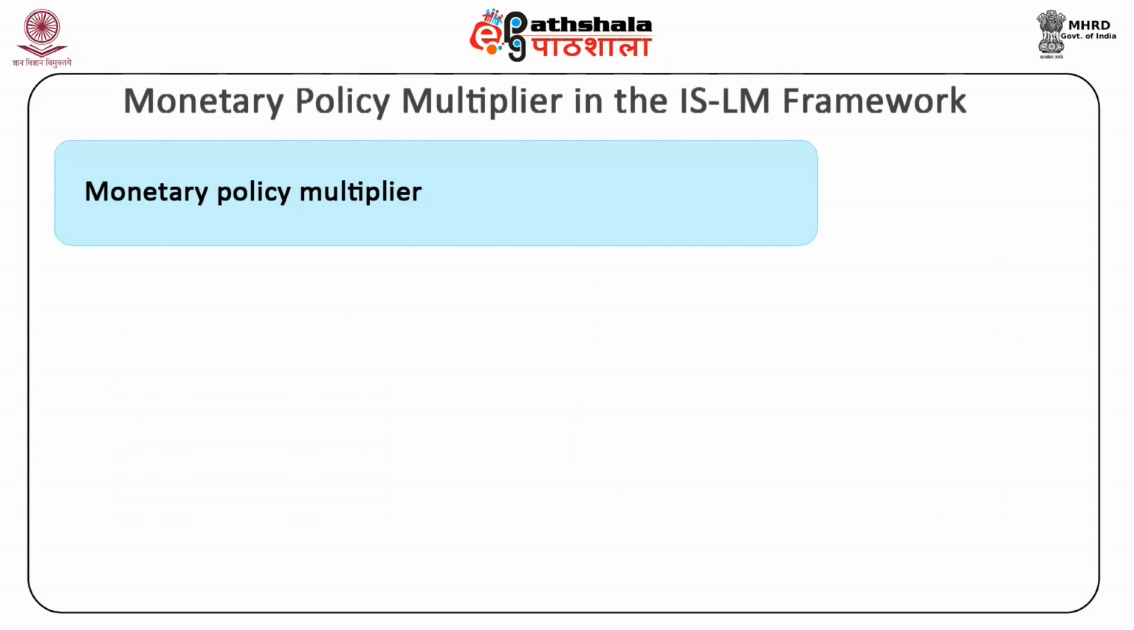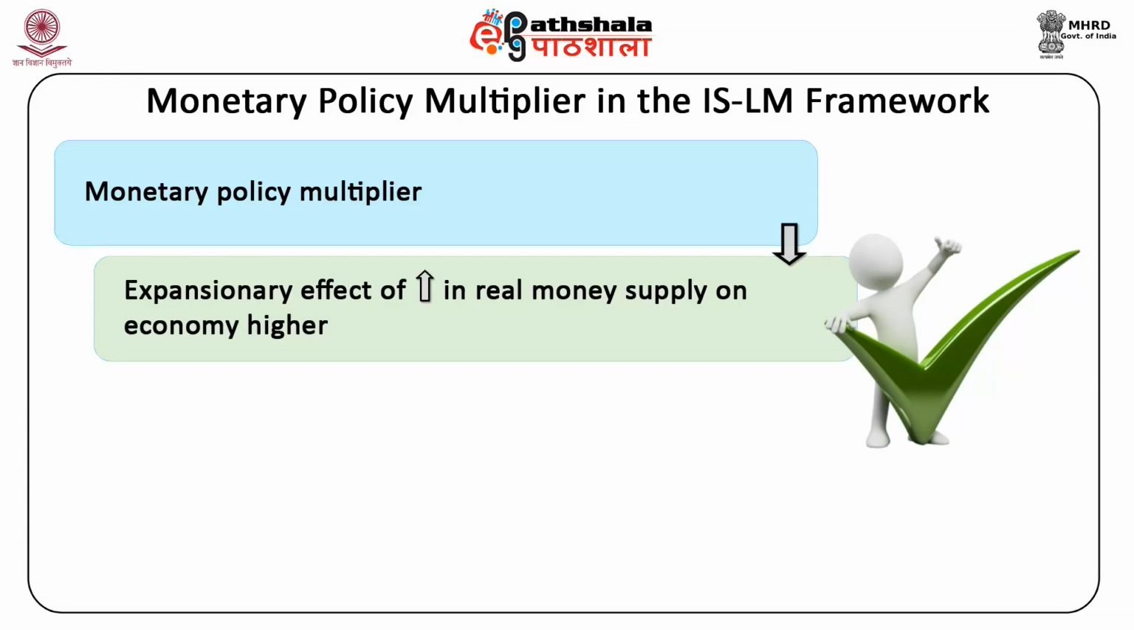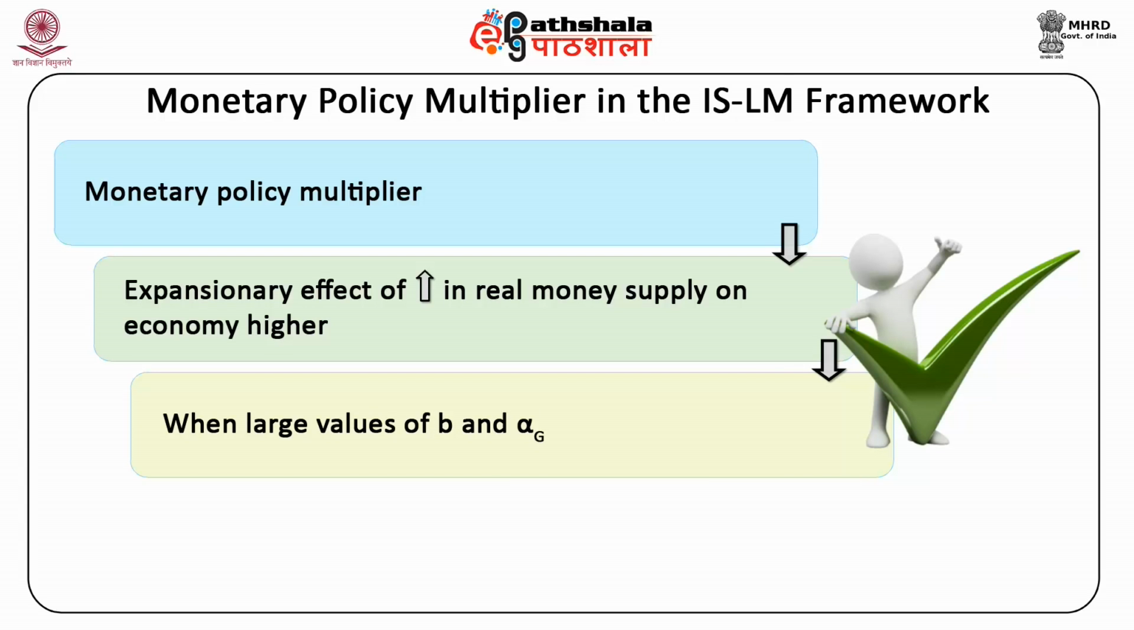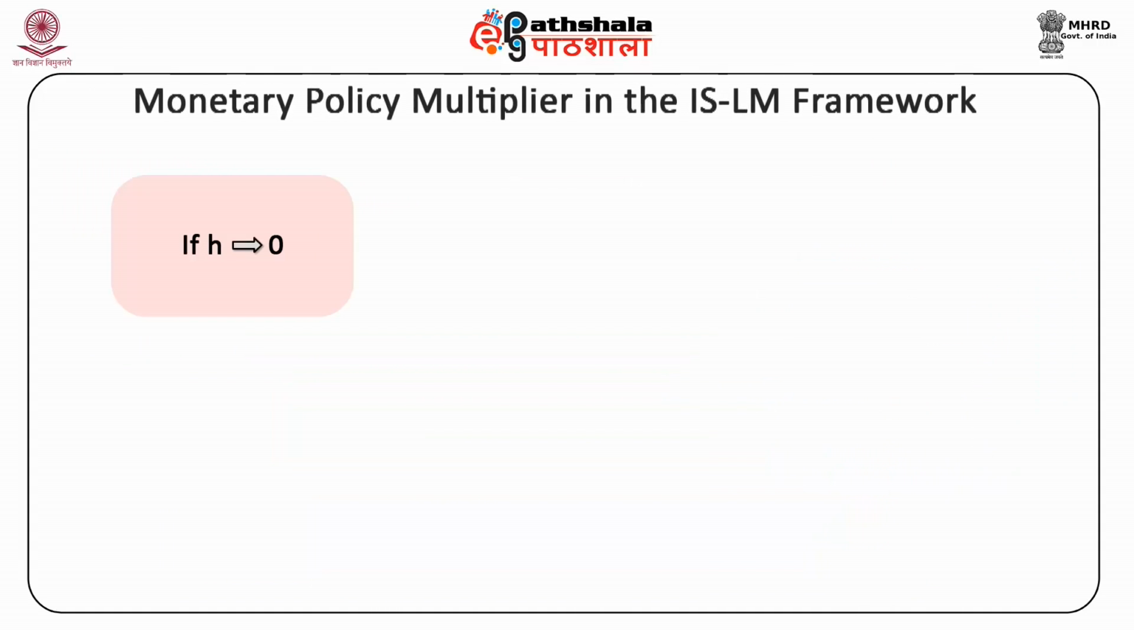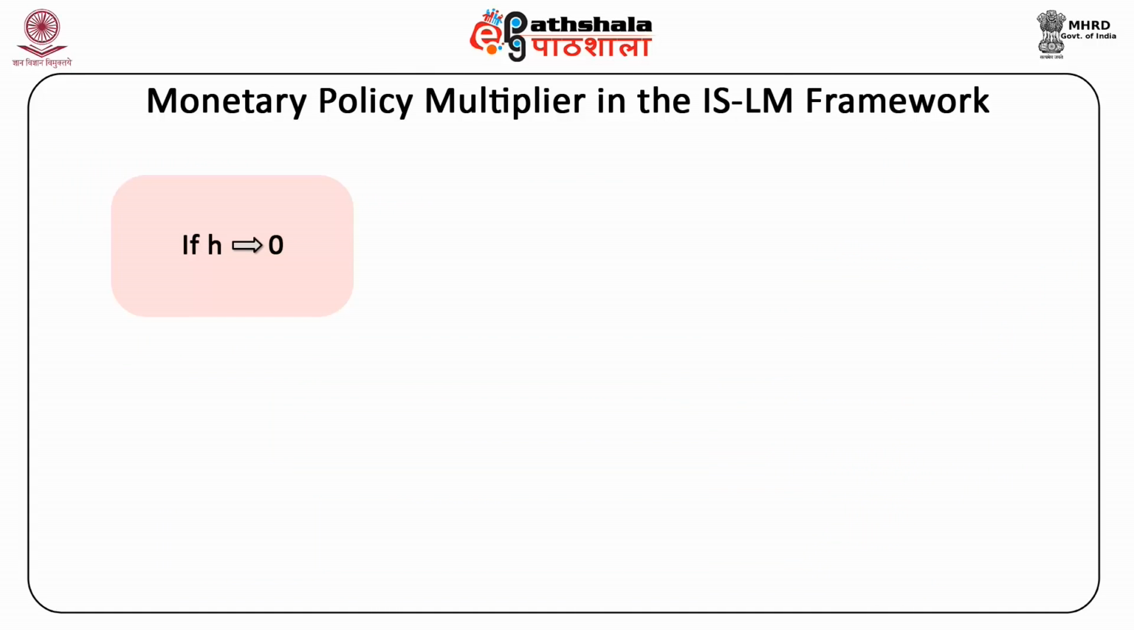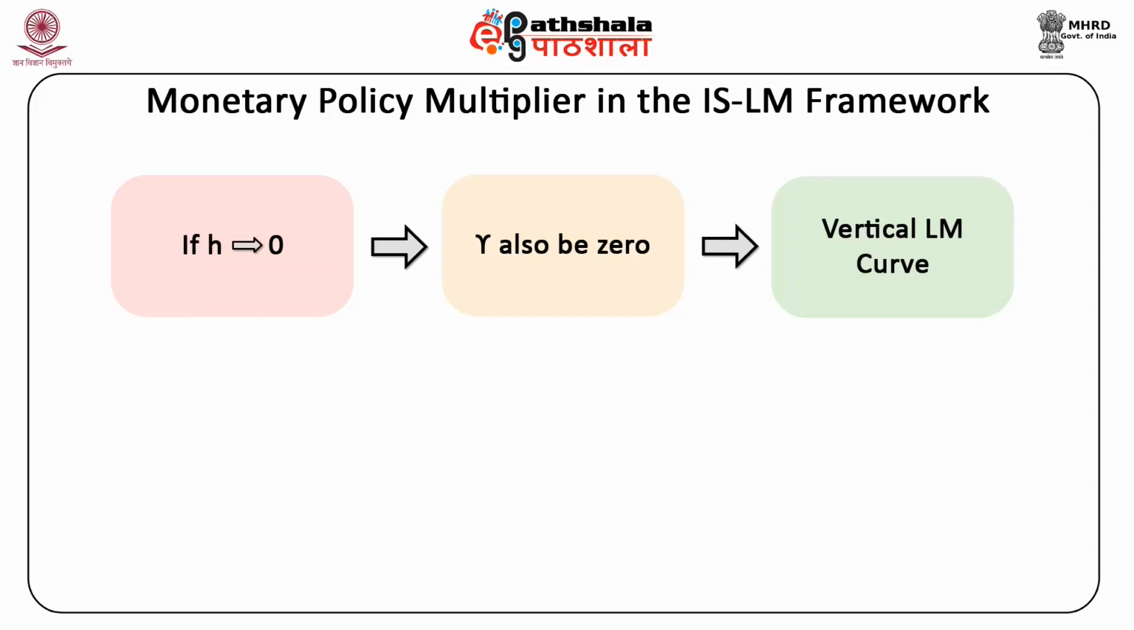The monetary policy multiplier implies that the expansionary effect of an increase in real money supply on the economy will be higher when we have large values of b and αG. Also, as γ is equal to hαG divided by h plus kbαG, smaller h and k will lead to higher increase in income level. If the interest rate sensitivity, that is h, for real balances is lower, that is almost zero, then γ would also be zero, and in such a case LM curve will be vertical.